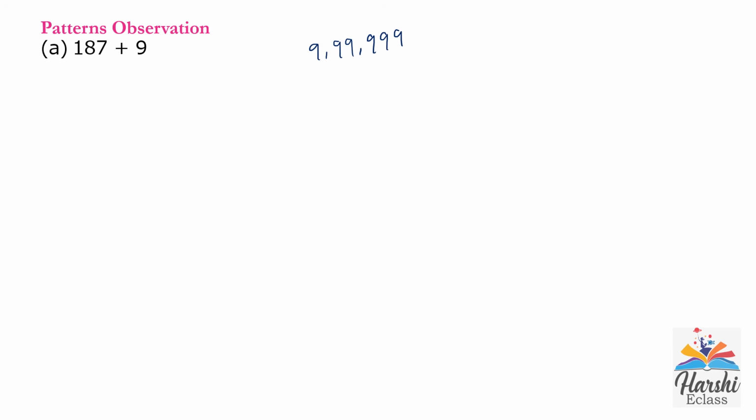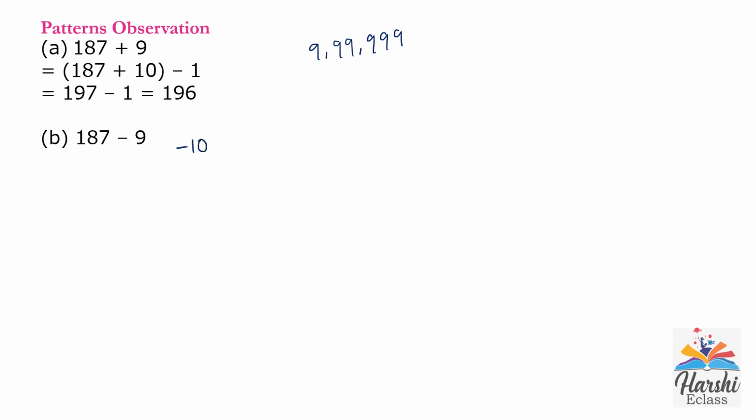Another simple way which we can do verbally is, instead of adding 9, we will add 10, then subtract 1 from it. 10 minus 1 is equal to 9 only. So we will add 10 first, then subtract 1. 187 plus 10 is 197. Minus 1, that is 196. Next, 187 minus 9. For this, we will subtract 10 so that we will get 177. After that, add 1.